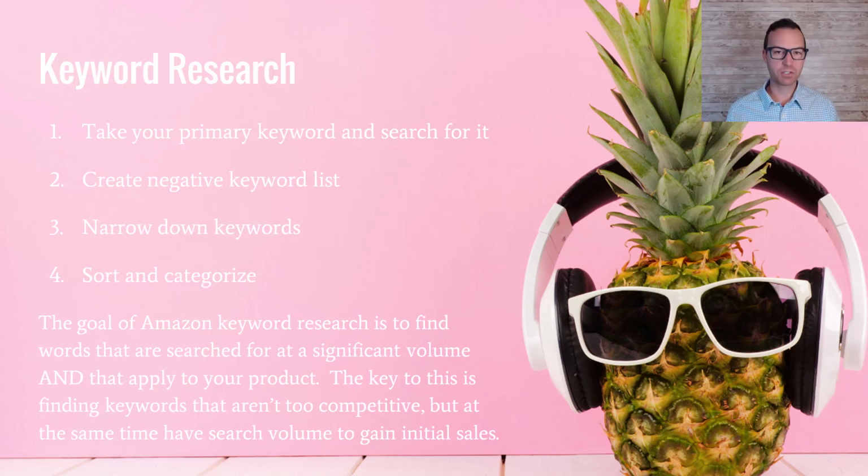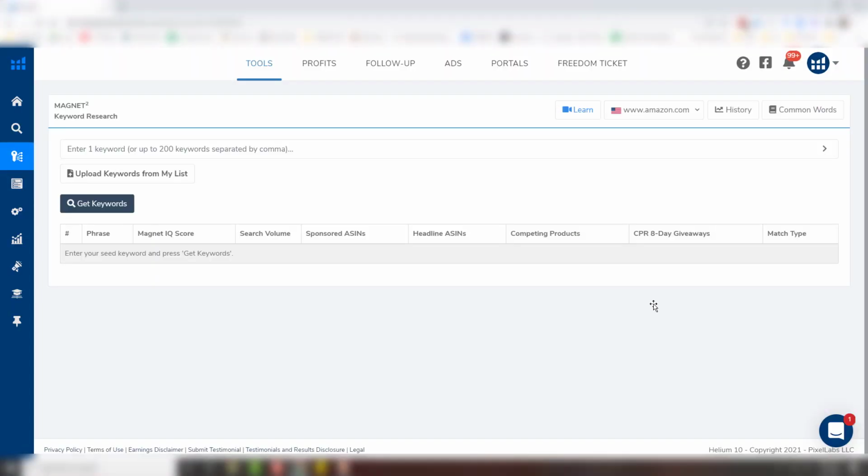So let me jump over to my screen and share it, and go over a new product launch that we're doing right now for charcoal soap. Here we are inside Helium 10's Magnet. This is the keyword research tool that I use. Use whatever tool you want, just follow the same steps if they have the same capabilities. So our main keyword is charcoal soap bar.